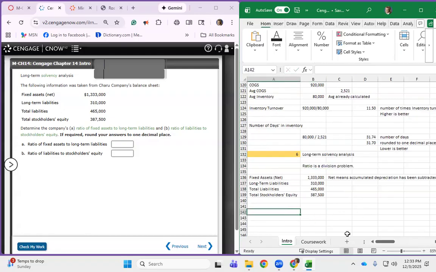Okay, so I'm going to put ratio of fixed assets to long-term liabilities. So some of these are very straightforward. I mean, you already know by just what they're telling you how to calculate it. But sometimes you have to go a little further. And then we want the ratio of liabilities to stockholders' equity.